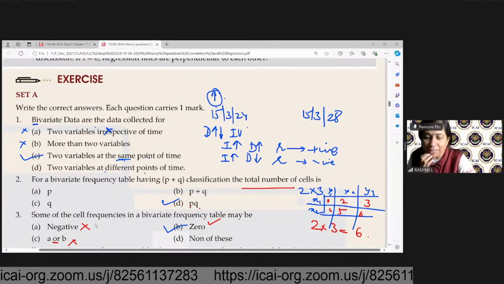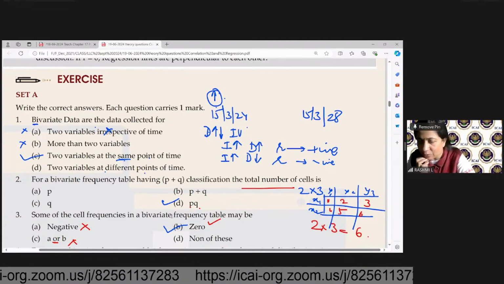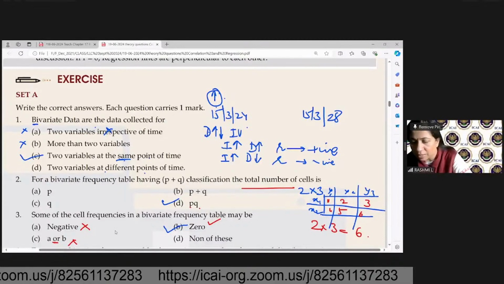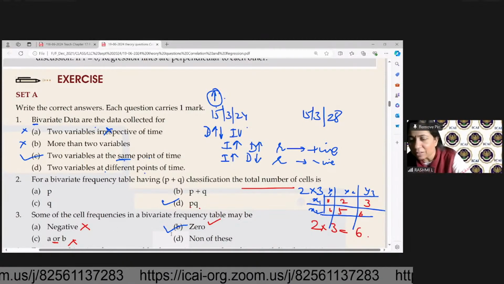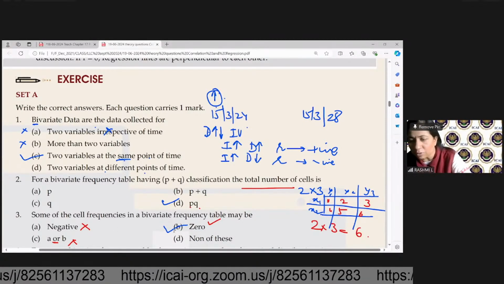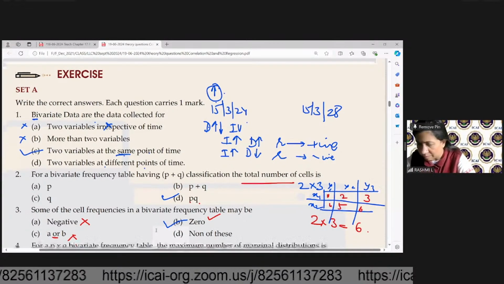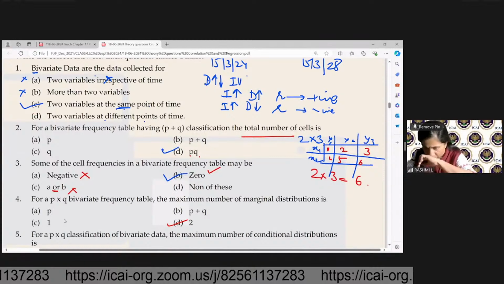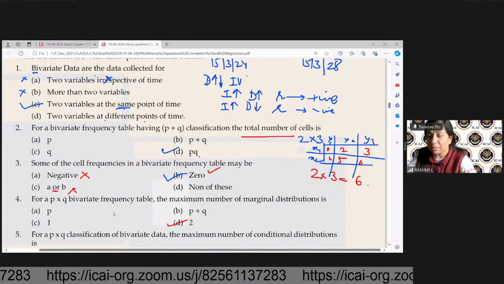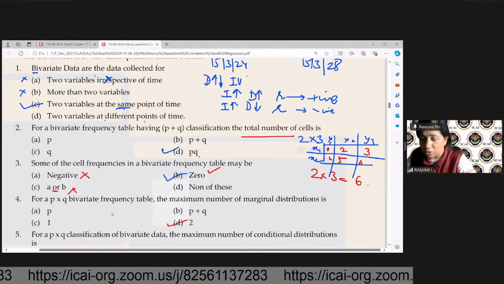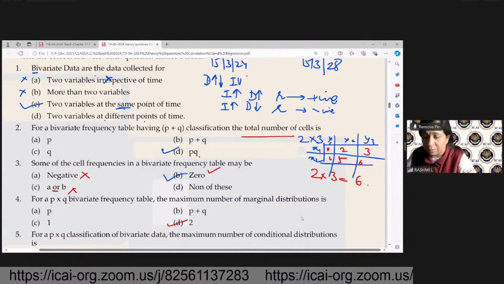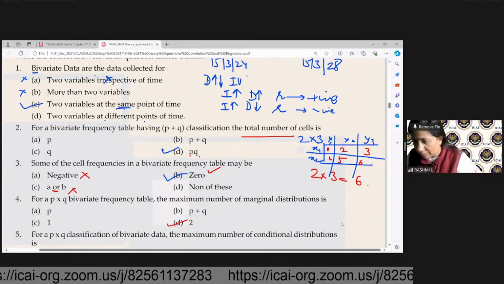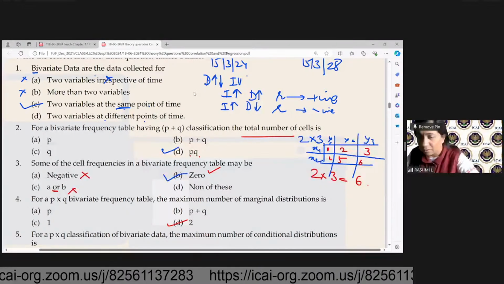Then sum of the cells frequency in a bivariate frequency table can be negative, 0. It can never be negative. So it will only be equal to 0. Okay. For a P and Q bivariate frequency table, the maximum number of marginal distributions is 2. Okay.